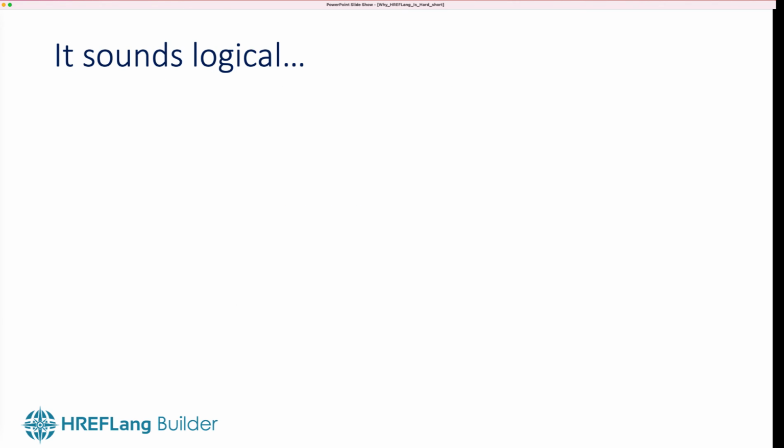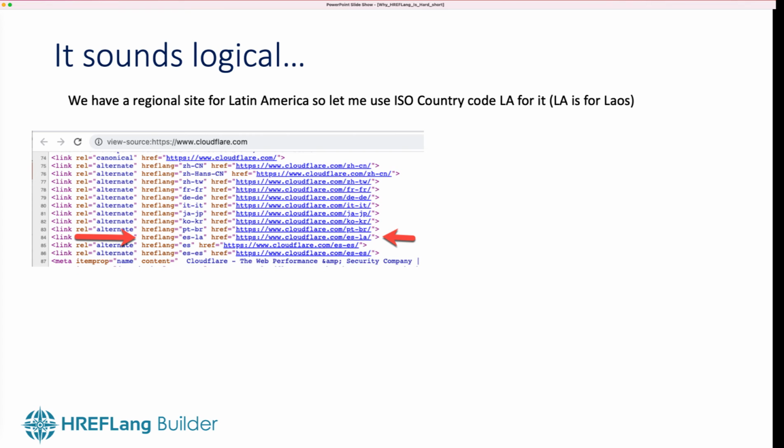And then you can't do this. So this is what we see a lot where, and I'm couching this as it sounds logical, but let's say you have a Latin America or a LATAM, which is a common regional site. A lot of people will try to tag that, as Cloudflare has done, as ESLA. So the developer is thinking, it's Spanish in Latin America, so let me use the LA. The problem with that is LA is actually the country code for Laos. And we often joke about this in the search community about how many we see with this.